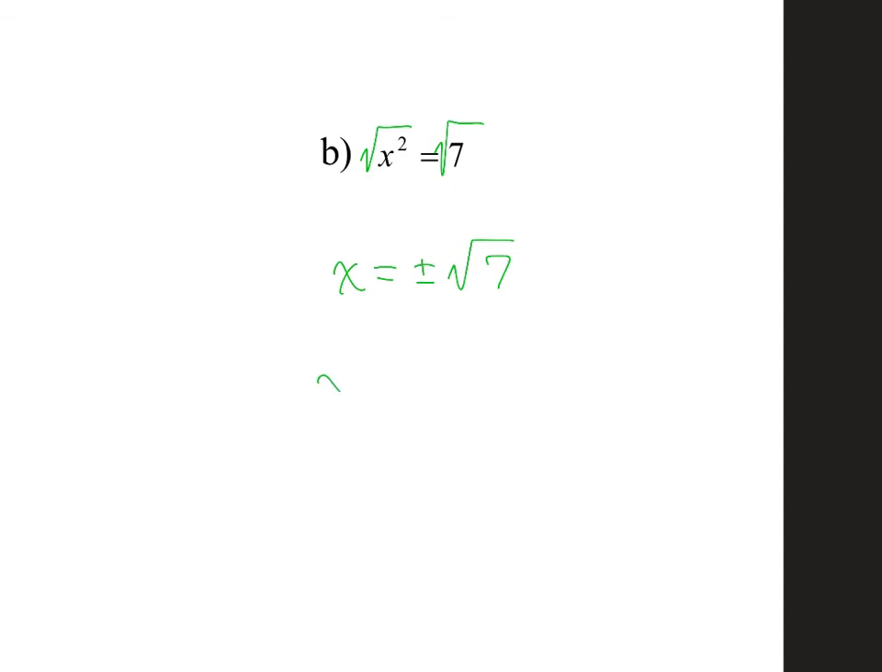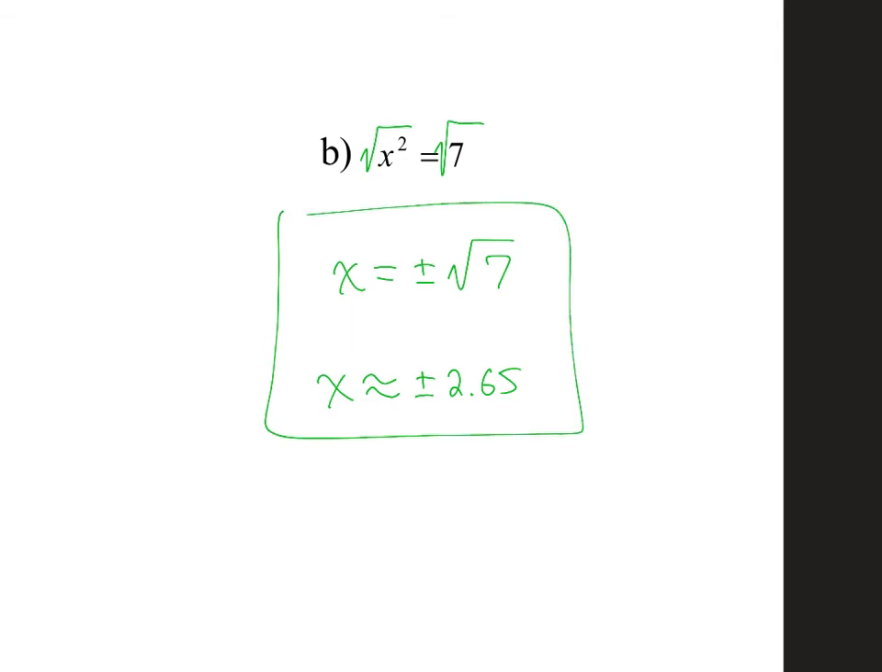Or you can do an approximation. I like the exact answer the best because it's more accurate. But you can also do the approximation. If you do the square root of 7, you're going to get approximately 2.65. Okay, so these are your answers. The top one is the most accurate answer, and the bottom one is an approximation, which is still pretty good, but not as accurate.